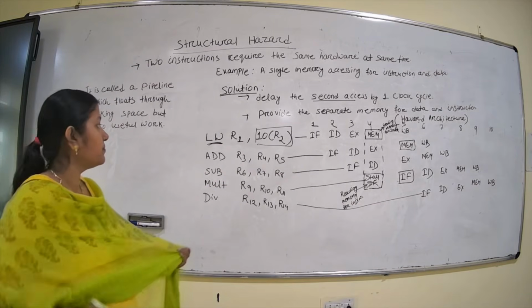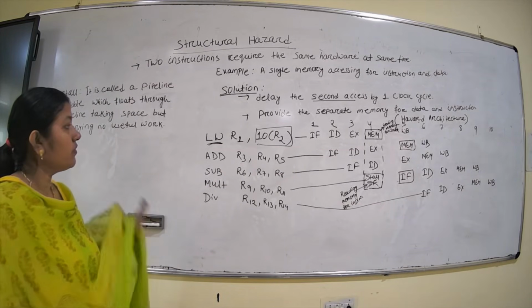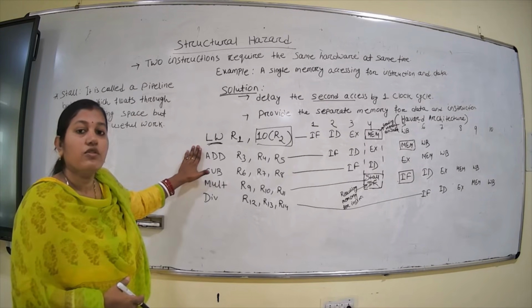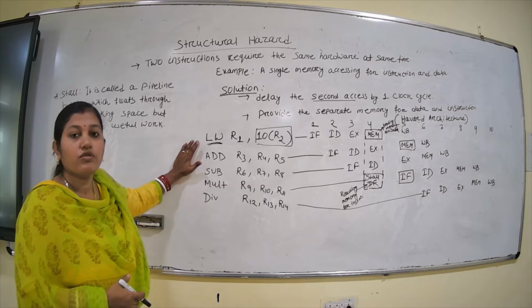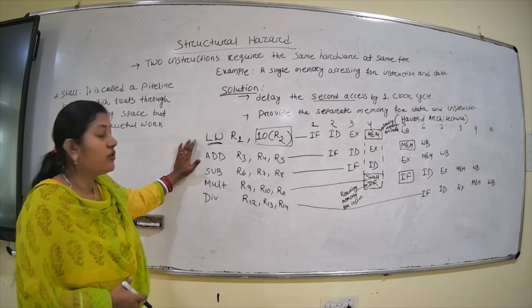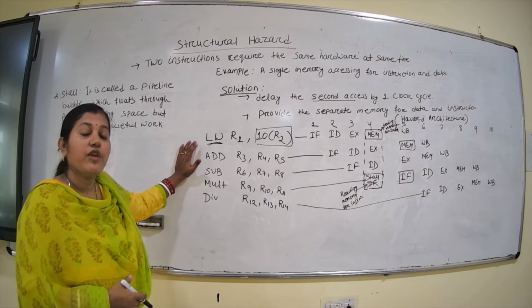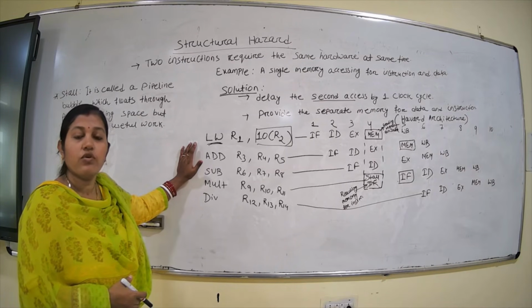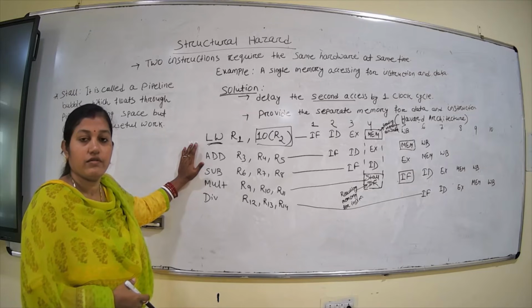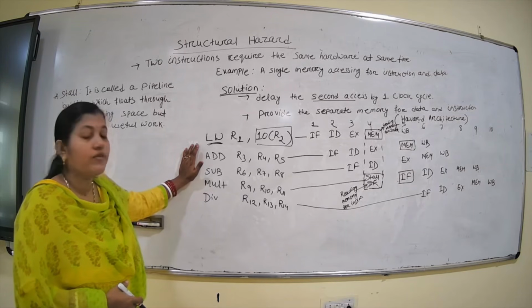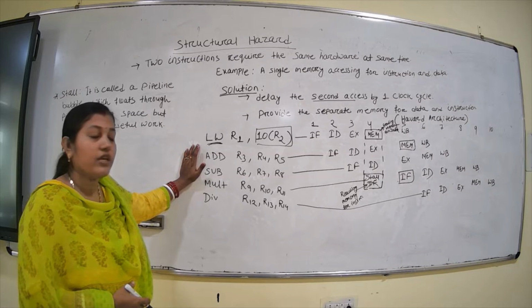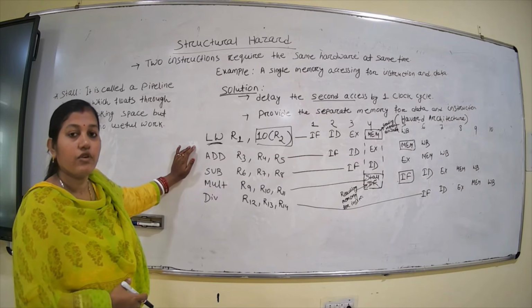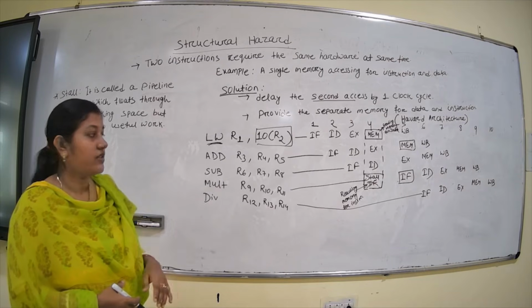Just see the points. A structural hazard occurs when an instruction is a load or store. First point: if the instruction is a load or store, a structural hazard may occur. If there is no load or store, then there will be no structural hazard in the pipeline. If there are load and store instructions, then we will check whether a structural hazard is there or not. If it is there, then just delay the second access.